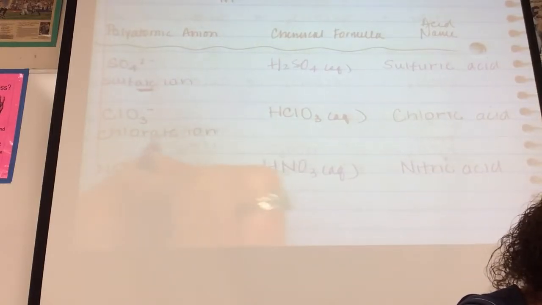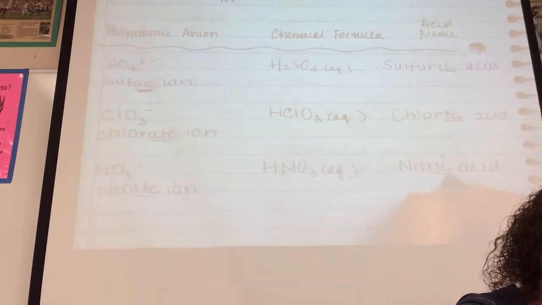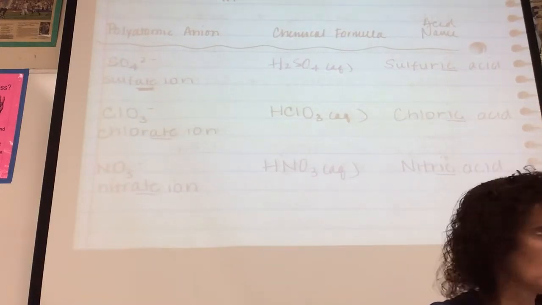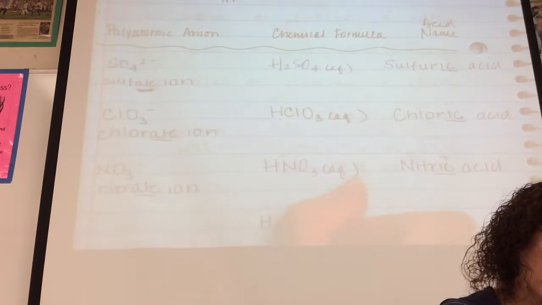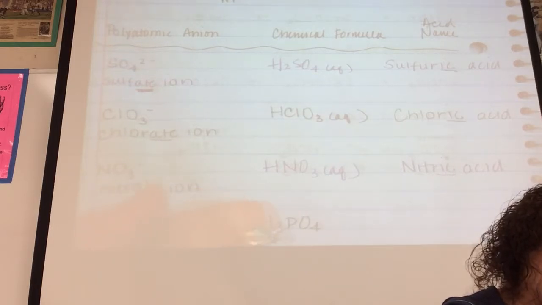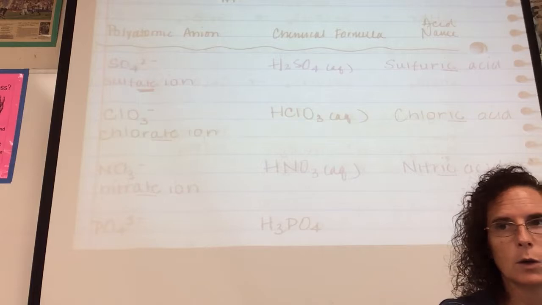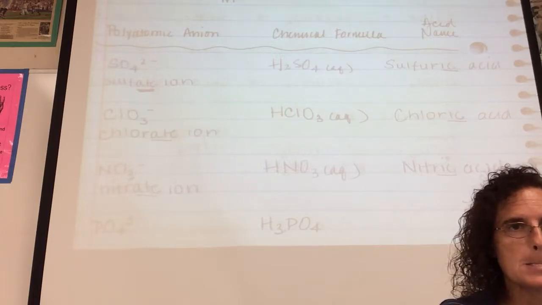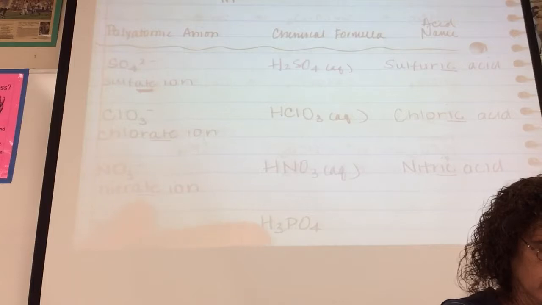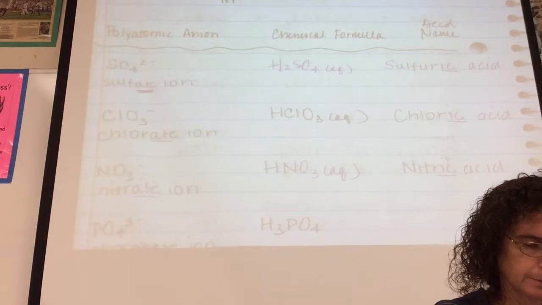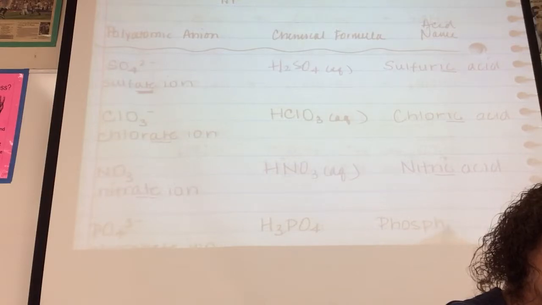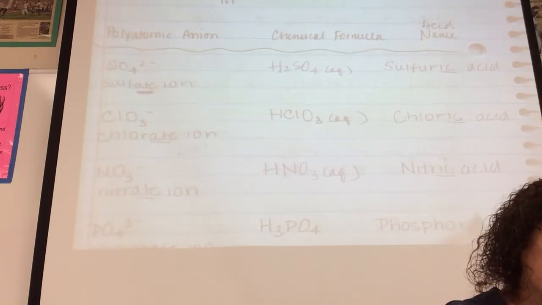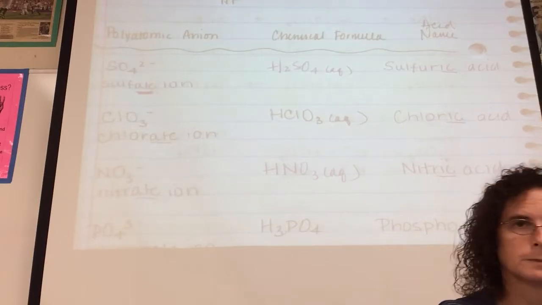So ate always becomes ic. And then the last one indicated is H3PO4. So I go after the polyatomic anion. What anion is that? Phosphate. Phosphate ion. And be careful, because the stem is phosphor, so this is phosphoric acid.